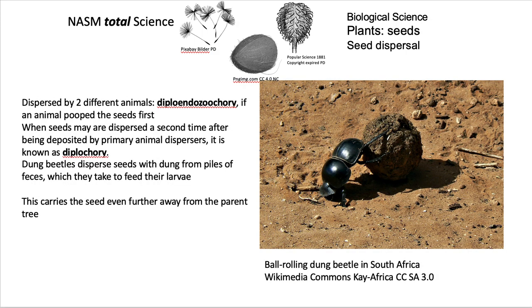Dispersed by two different animals, diploendozoochory. The endozoochory is the pooping bit, and here's a dung beetle actually moving a pile of dung, which is going to feed their larvae.